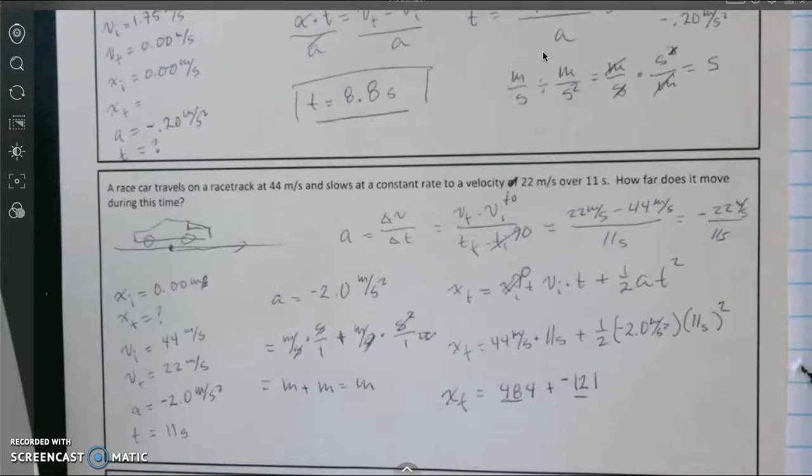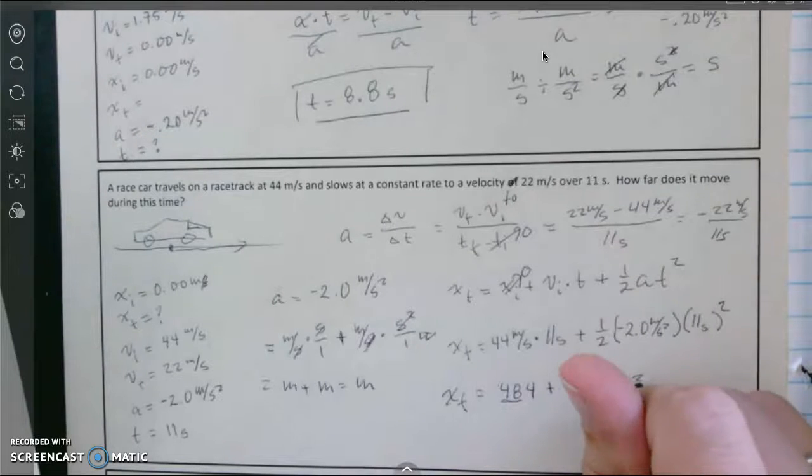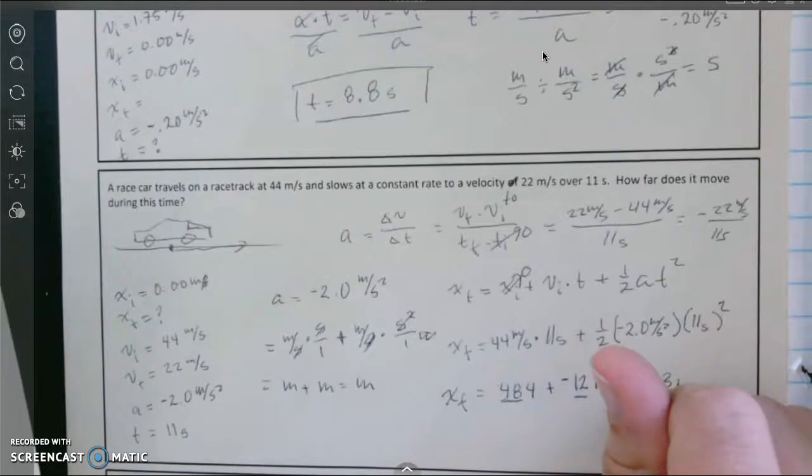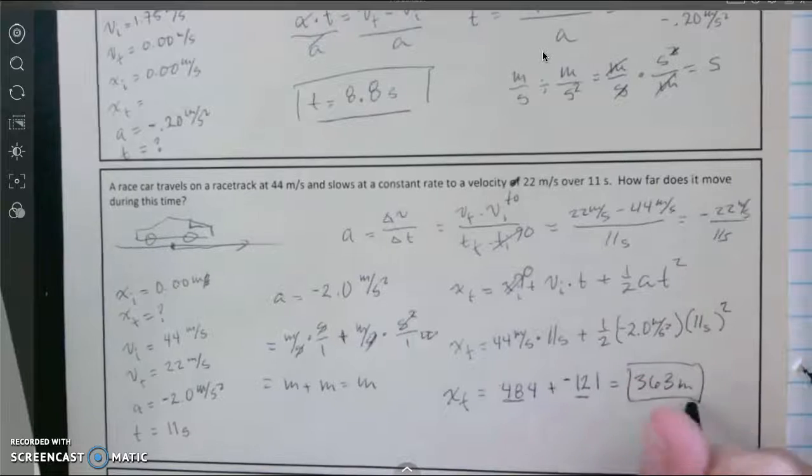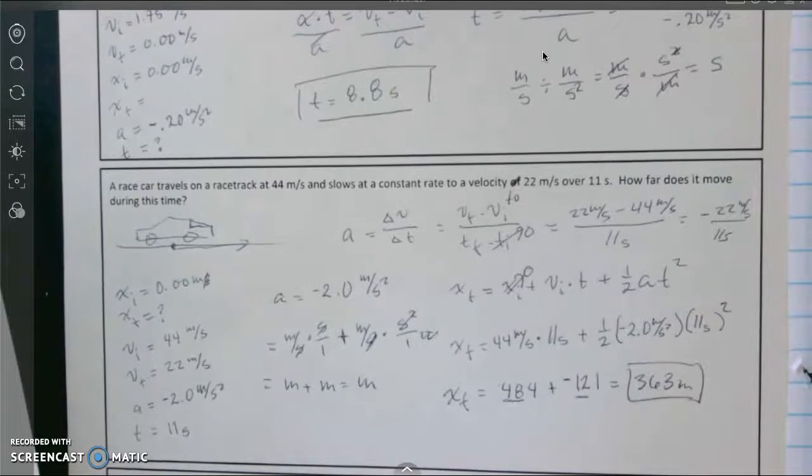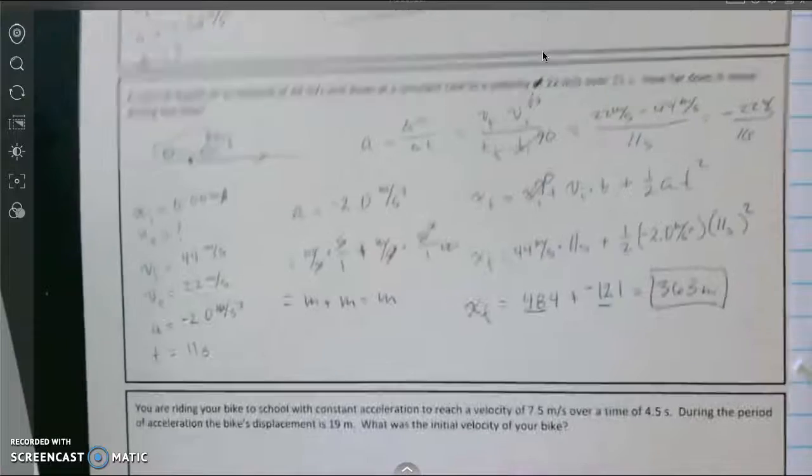Okay, but now we're adding these numbers, so it's going to be digits after the decimal place. We don't have any digits after the decimal place. And so we're going to take our 484 minus the 121, and we get 363 meters. All right, keep going.